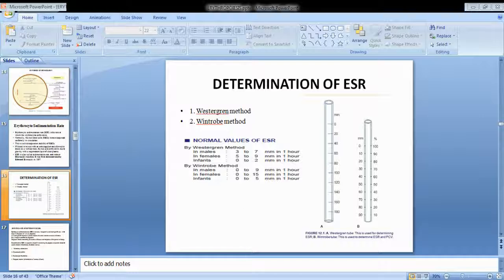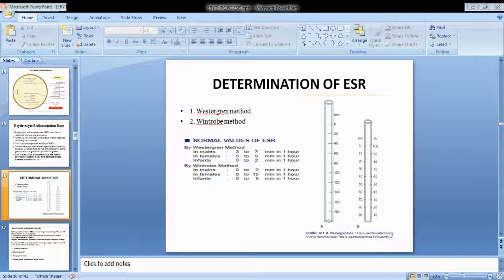So you can see two tubes standing there. One is the longer tube called the Westergren tube, and the other one is the smaller tube called the Winthrop tube. The Westergren tube is longer, 300 millimeter long, and it is open on both the ends. It will be made to stand on a rubber platform so that the blood does not leak.